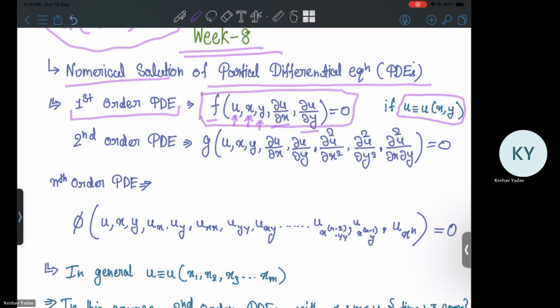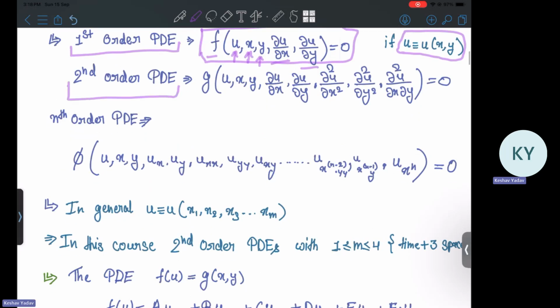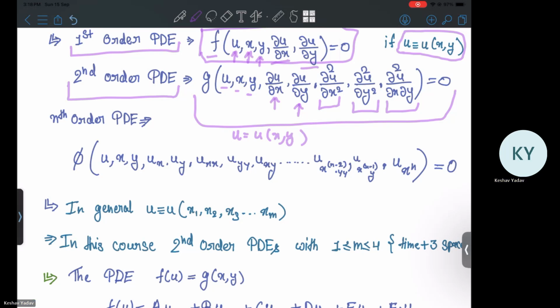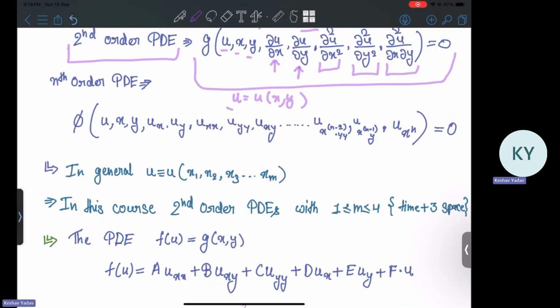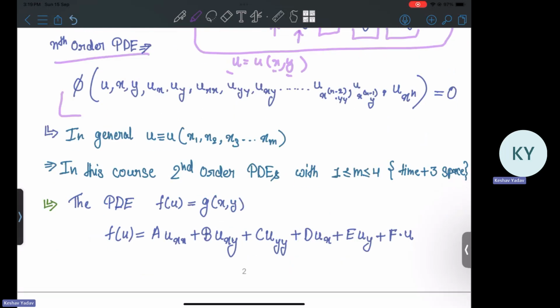Okay. Now, if I write second order PDEs, this second order PDE will contain u, x, y independent variables, the first derivative of u with respect to x, the first derivative of u with respect to y, then the second derivative of u with respect to x, and the second derivative of u with respect to y, then its cross derivative. So in general, a second order PDE can be represented as this, when u is a function of the two variables x and y. In general, nth order PDEs can be represented like this.